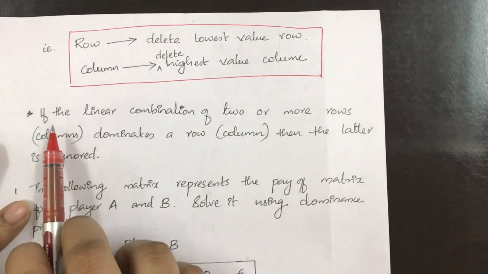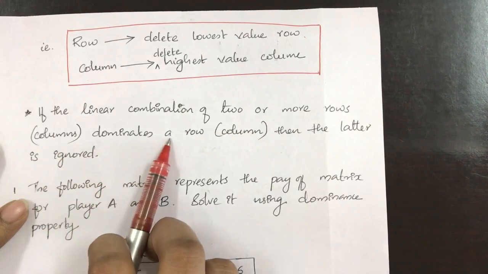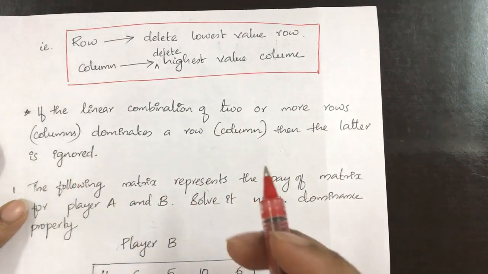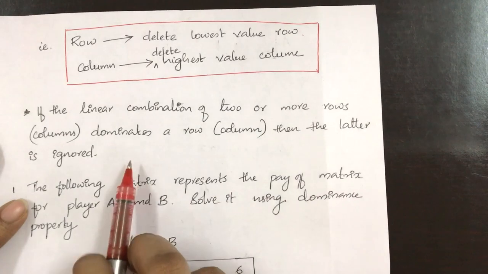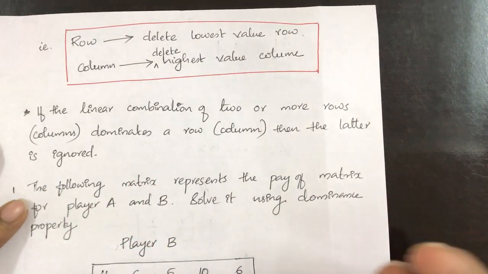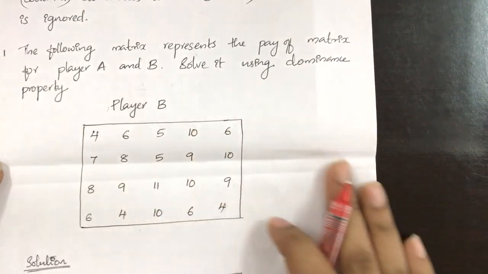At the same time, if a linear combination of two or more rows or columns dominates a row or column, then the latter is ignored. Linear combination means adding two rows, or adding two rows and dividing by 2, such types of combinations. If it is compared with another row or column and it dominates the other, the latter can be ignored. This can be explained through a problem.